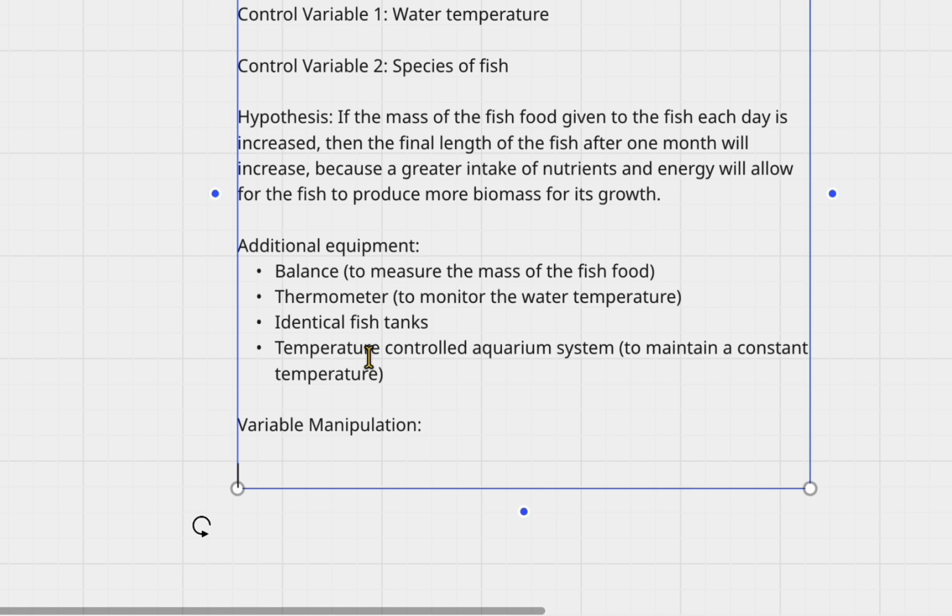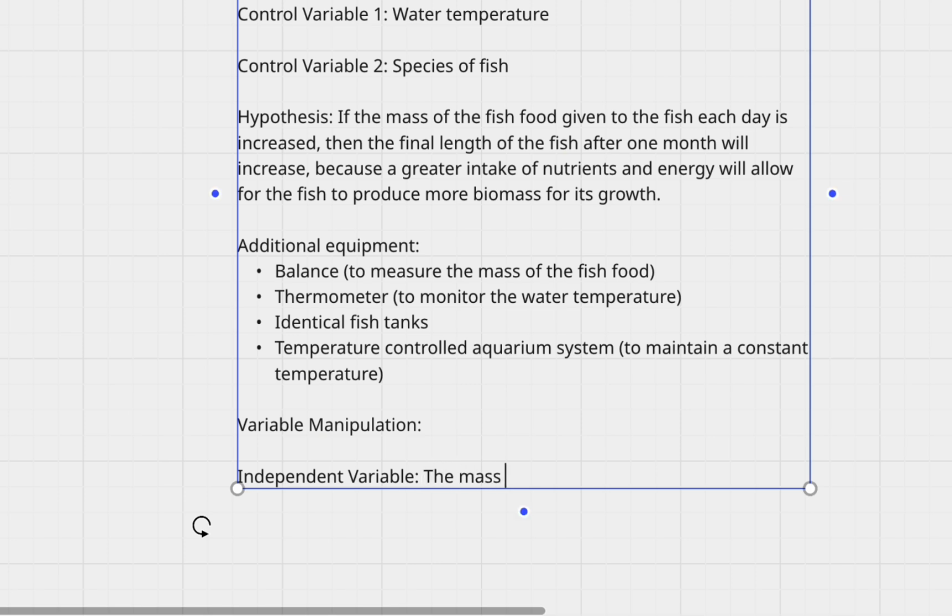And then over here in the variable manipulation, there's a simple format that you need to follow. First, you have to write the variable which you're going to manipulate, and how you're going to manipulate it. So for the independent variable, which is the mass of food, we're going to manipulate it by measuring different masses of food using a balance, and then we feed the corresponding amount to the fish each day. So let's just write that down.